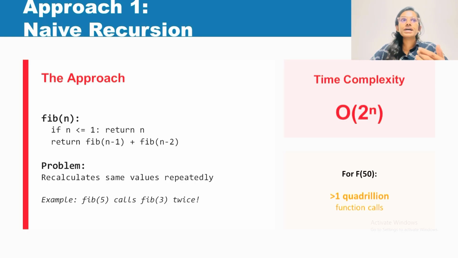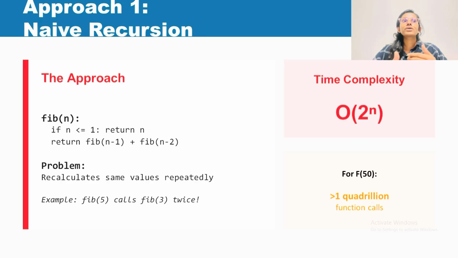This approach has exponential time complexity, big O of 2 to the power n. To calculate fib of 50, this would require more than 1 quadrillion function calls. Even on a modern supercomputer, this would take years to complete.